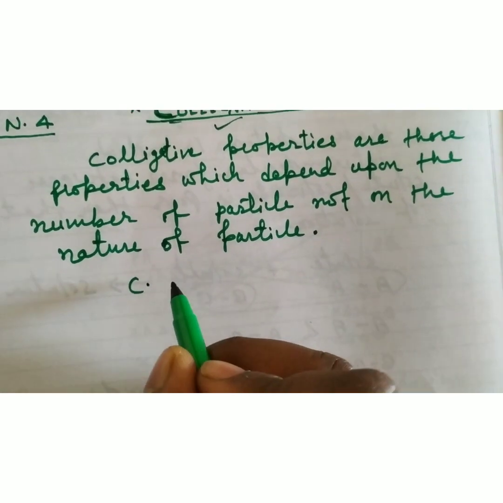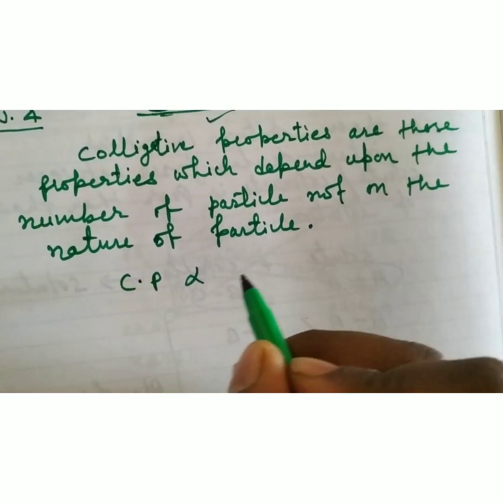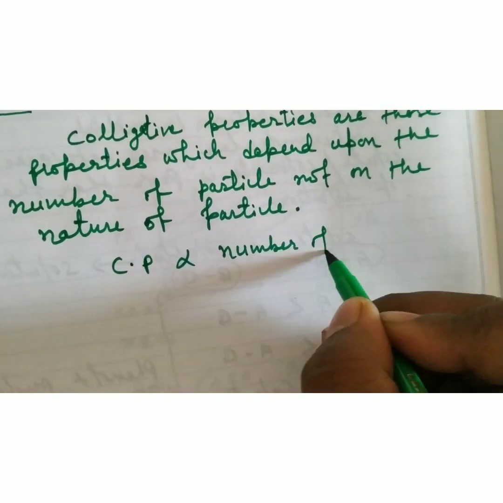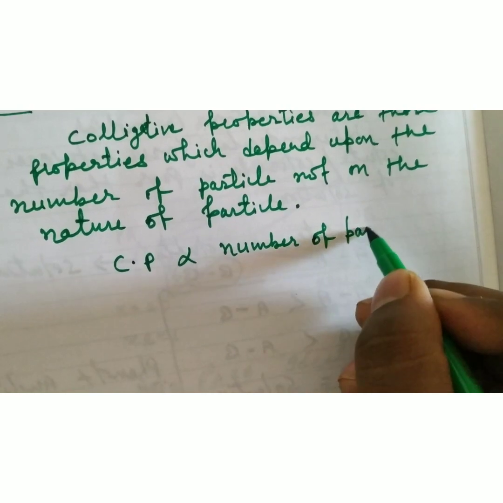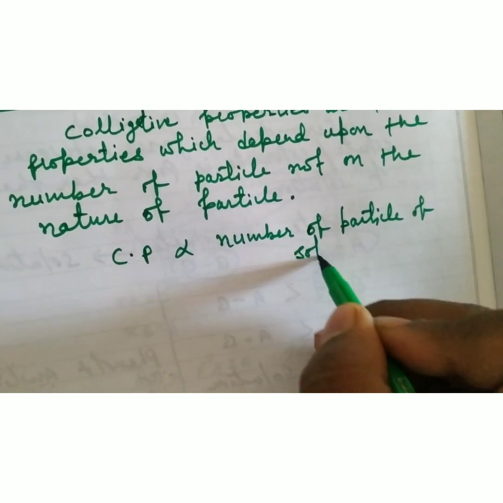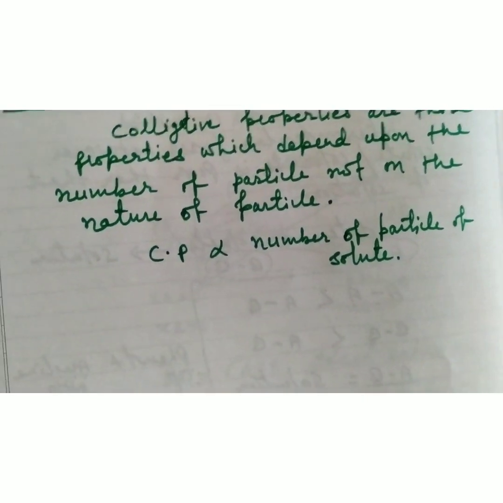As a shortcut we can say colligative property, CP, means colligative properties, is directly proportional to the number of particles of solute. Clear? So there are four types of colligative properties.